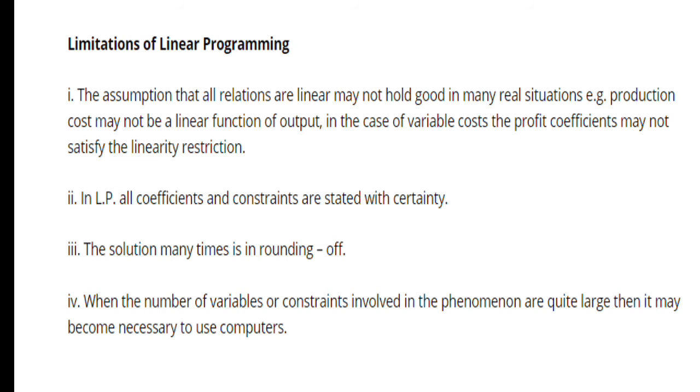Limitations of linear programming. The assumption that all relations are linear may not hold good in many real situations. Example, production cost may not be a linear function of output. In linear programming, all coefficients and constraints are stated with certainty. And then the solution many times requires rounding off. When the number of variables or constraints involved in the phenomenon are quite large, it may become necessary to use computers. These are the limitations of linear programming.